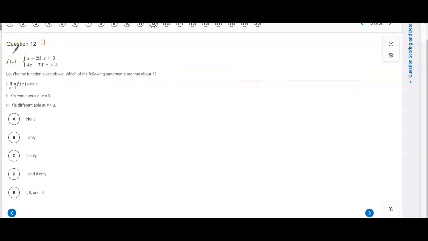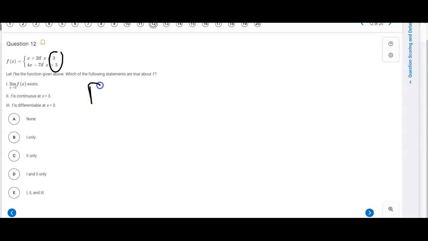So on this question, they're giving us a piecewise function, and they want to know, is it continuous at 3? Is it differentiable at 3? And does the limit exist at 3? Now, if it's continuous at 3, the limit has to exist, because that's part of the definition of continuity. So let's go ahead and begin. How can you tell if a piecewise function is continuous at that conjoining point, which is 3 in this case?